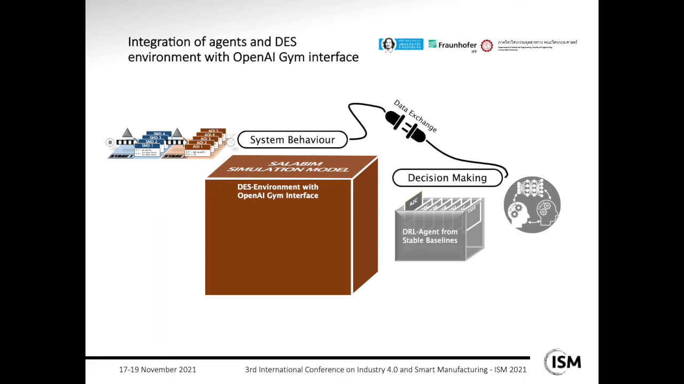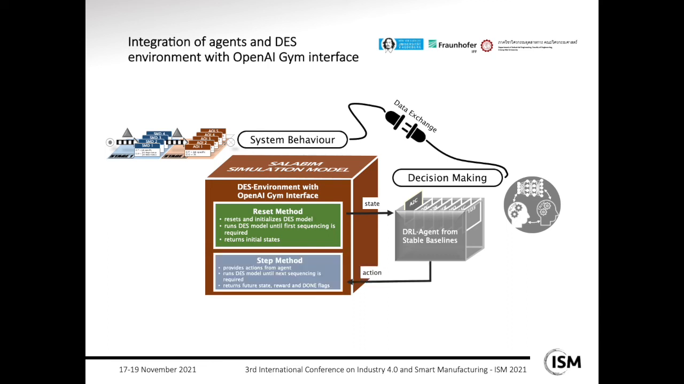This OpenAI Gym interface has specific requirements, for example, the reset method. As we've seen in the conceptual model, we are running our discrete event simulation model until the first sequencing is required. In this case, we pass on the state information, as we have seen from the state extractor, to our agent, and our agent decides for an action, which is a certain dispatching rule.